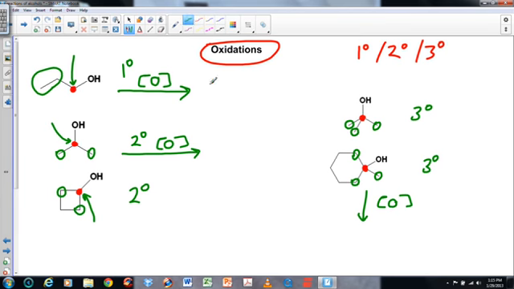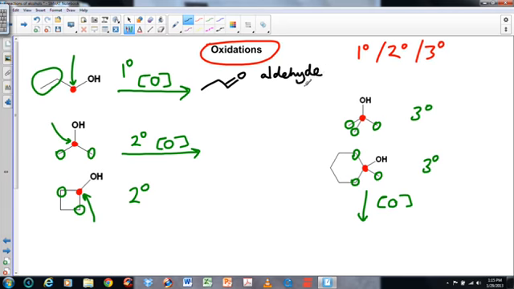When you have a primary alcohol, you can oxidize that to first this functional group, where you go from a single carbon oxygen bond to a double carbon oxygen bond. Now this is a functional group known as an aldehyde.